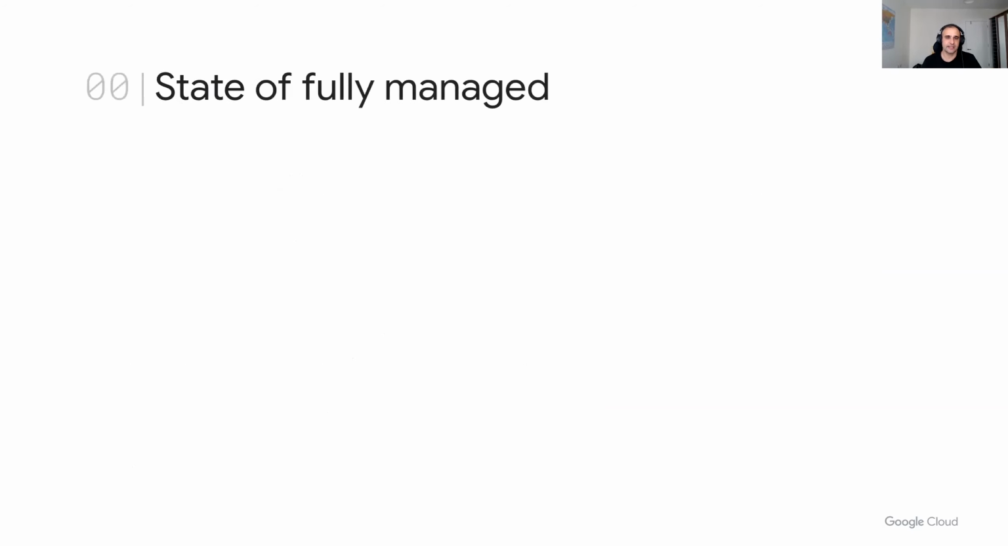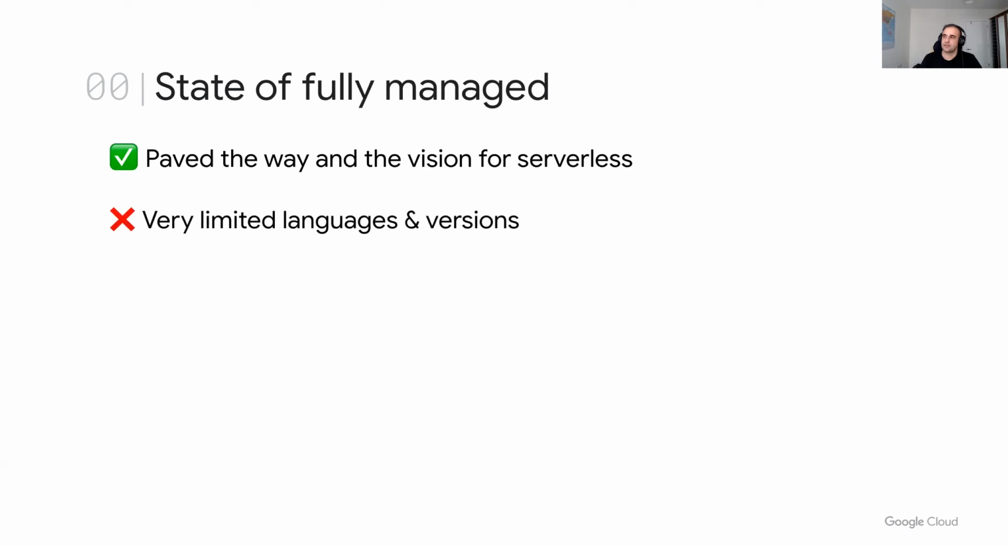So when we look at this phase, the state at this stage is that App Engine and similar technologies paved the way and the vision for serverless, right? We didn't call them serverless, but they really started serverless, even though it took a long time until we got the term serverless. But they were very limited. They were very limited in terms of supported languages. On App Engine, we only had Python, and then later we had Java. But for the rest of the languages, there was no support.